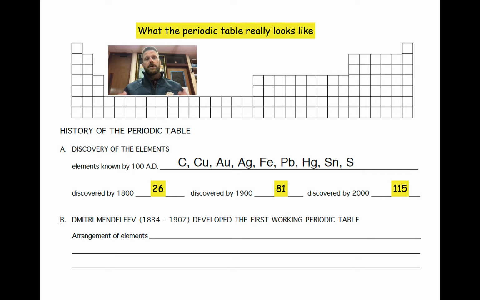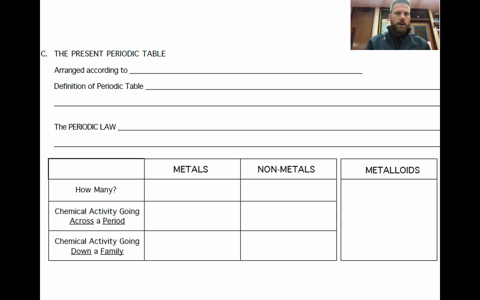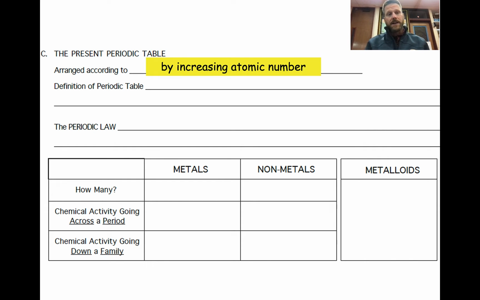If you know me, you know I'm a pretty big nerd as far as the periodic table goes. It's an amazing accomplishment, and you get so much information from it. The first person that gets credited for developing a periodic table is Dmitri Mendeleev. He arranged his periodic table by increasing atomic mass and used similar properties to place those elements in regular intervals. We now know that the periodic table is arranged by increasing atomic number.